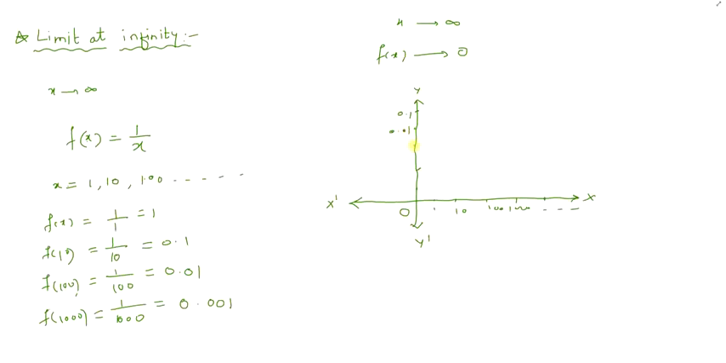0.01, okay, decreasing values are these ones. So if we plot these points and if we draw the graph of f(x), then as x increases, you can see here, this is 100.